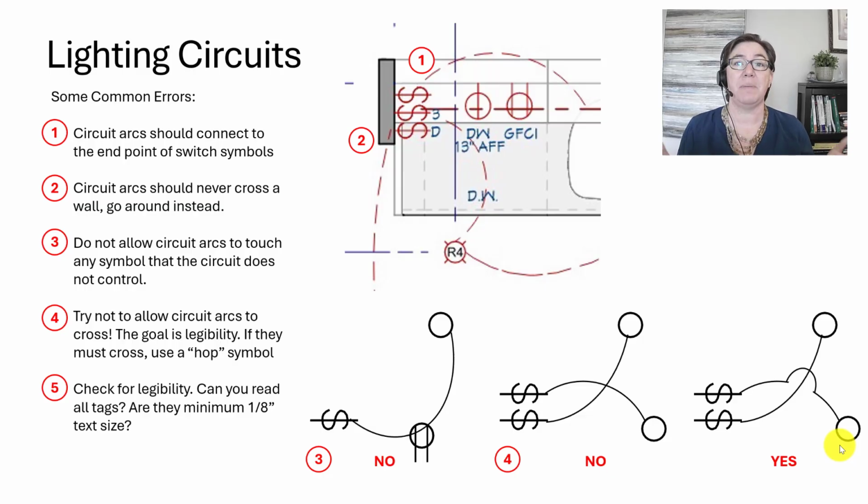Finally, check for legibility. Can you actually read all tags, or are they kind of covered up? Are they actually the minimum 1/8 inch text size, or did that get shrunken down? A lot of students struggle with the fact that a bank of switches like this is going to be larger graphically on the page than it is physically in your building. That's accepted, that's known in the industry. You can go ahead and show those as wide as you like, and we understand that they are installed in one place.